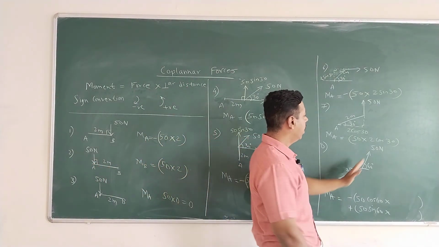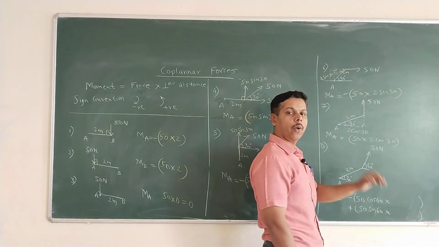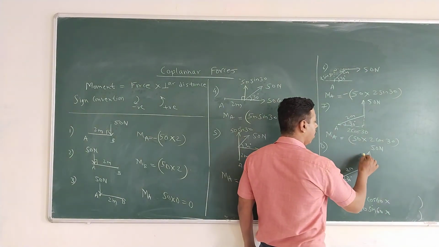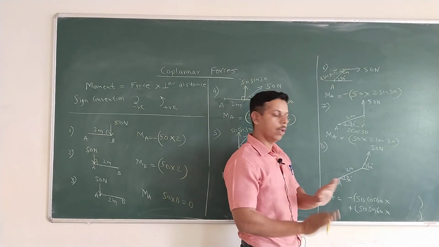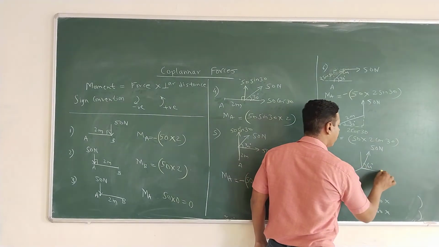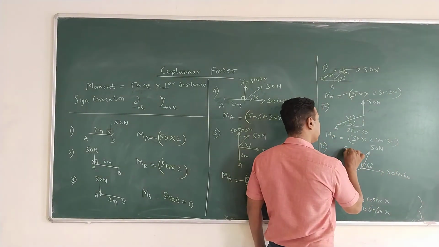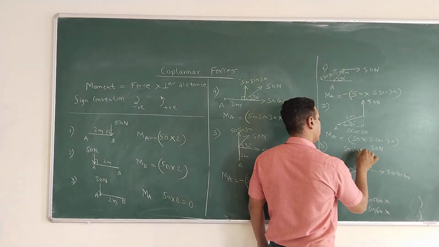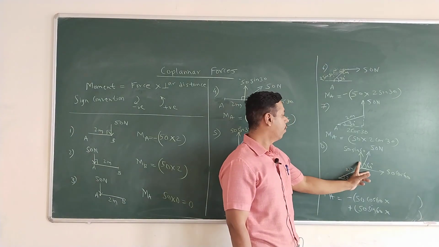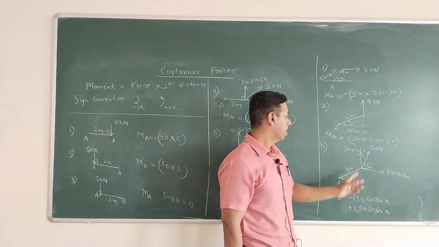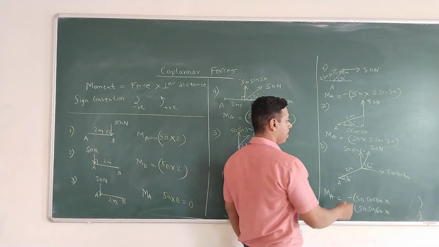Okay, so 50 Newton is inclined, and it is applied on an inclined rod. So resolve. First, think: is 50 Newton passing through A? No, this is an inclined force, so you have to resolve it into 50 cos 60 and 50 sin 60. Do these two forces pass through A? No, these forces are not passing through A, so take moment of both forces.